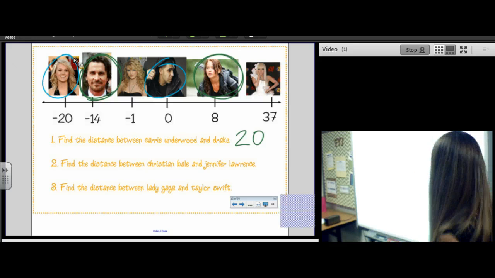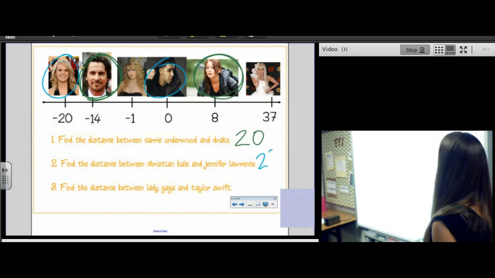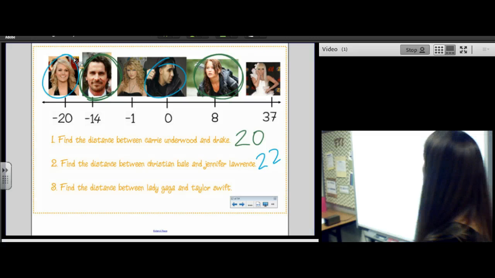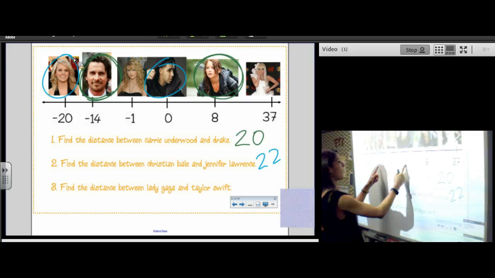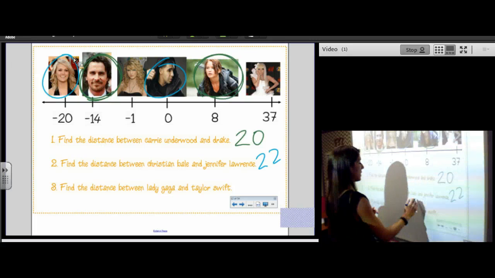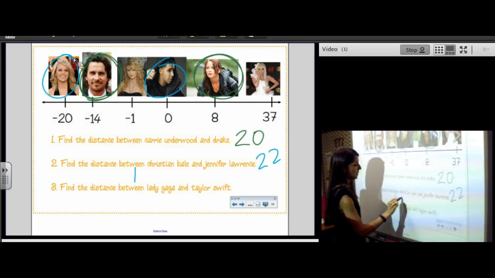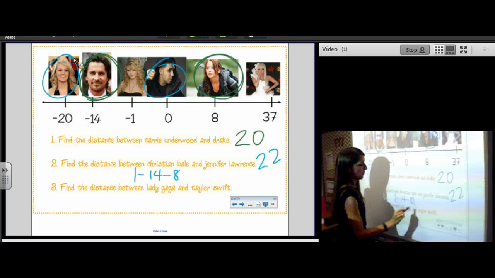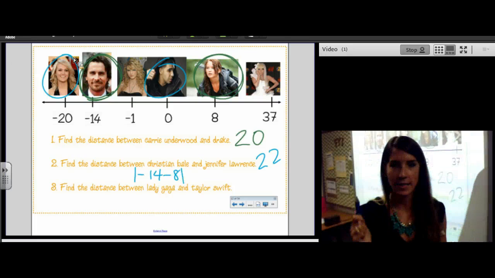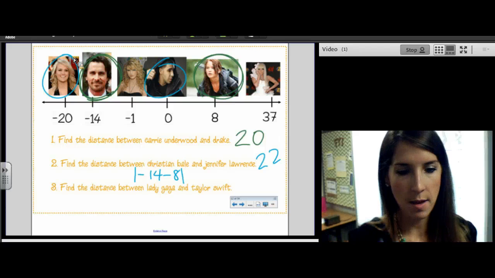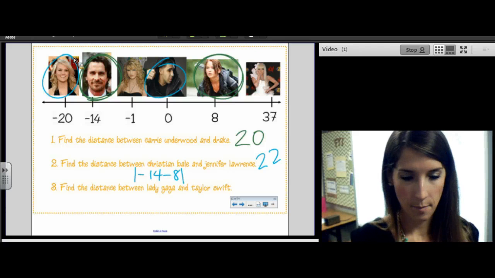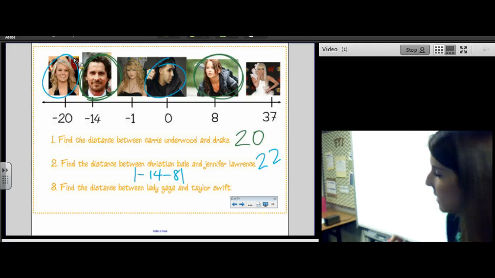Very good, Victor. 22. So, remember, you could have just said, oh, Christian Bale is 14 away, and Jennifer Lawrence is 8 away, and so that's 22. Or you can take the absolute value of the difference. You can subtract and make it positive, because that'll work every time.